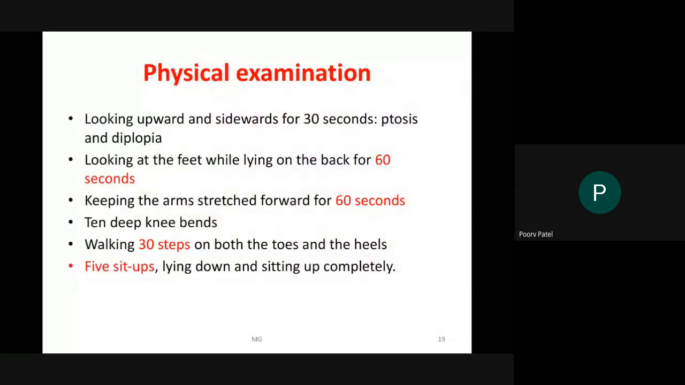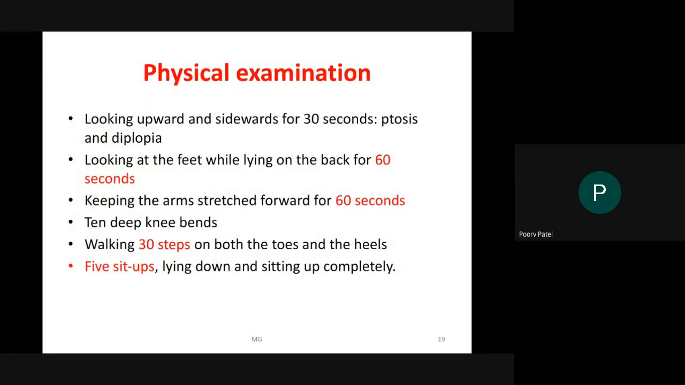Second, looking at the feet while lying on the bed for 60 seconds. Whenever the patient is lying, you ask the patient to flex their head and look at their feet. If they are able to maintain this for about 60 seconds, then we can say the patient does not have severe involvement. If the patient withdraws within 60 seconds, we can say the patient has moderate to severe involvement of neck muscles also. And we already saw neck muscles are one of the important muscles being affected.